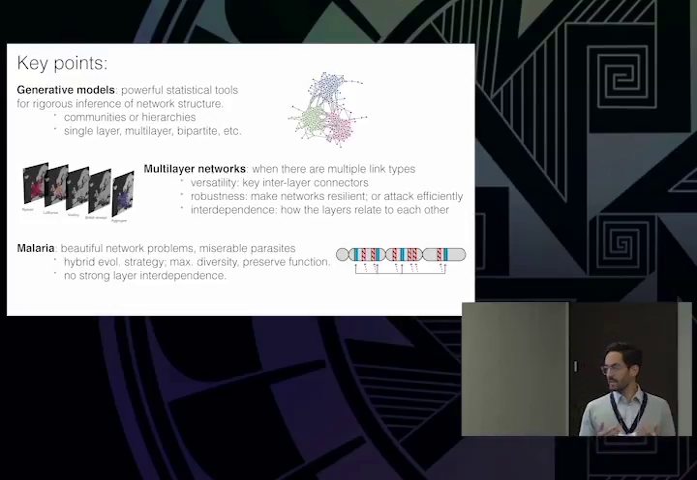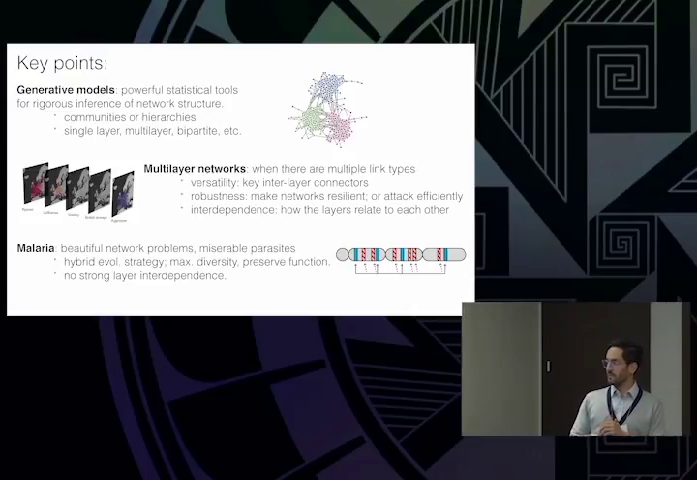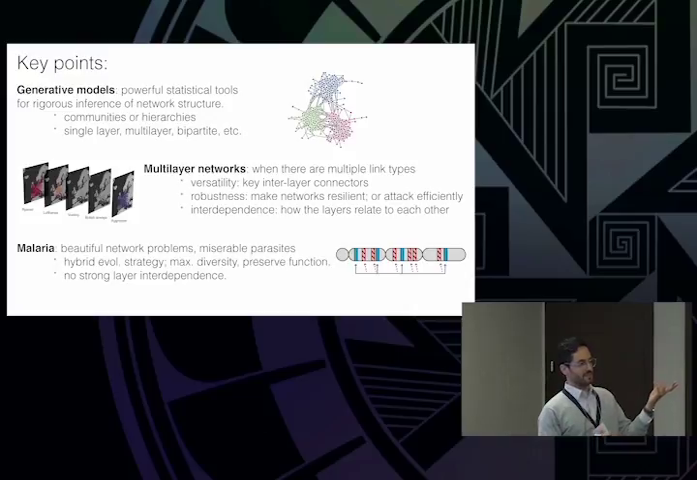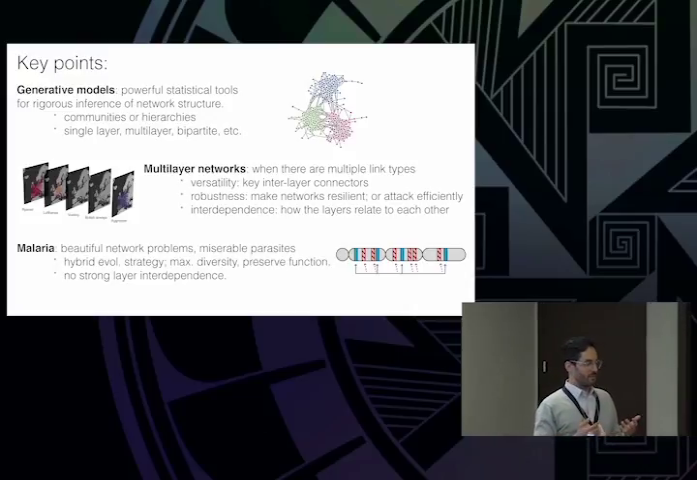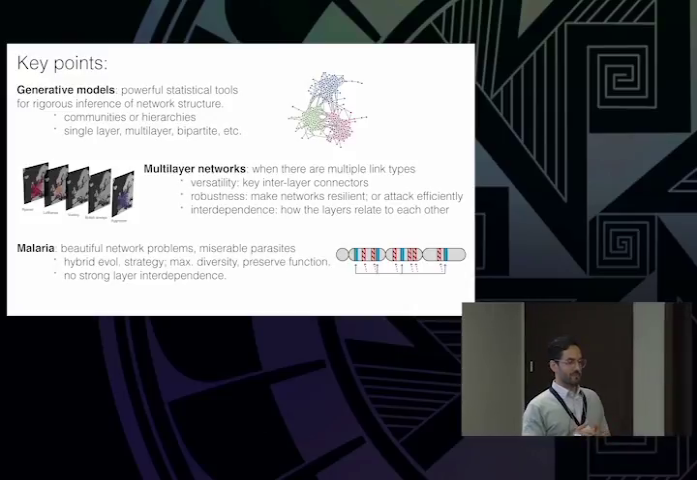And then finally, tying it all together was malaria. I think there are just beautiful network problems here presented to us by these miserable parasites. But the networks have been very helpful. They've shown us that there's this hybrid evolutionary strategy. We want to maximize diversity while at the same time preserving function. And finally, the networks showed us that there's no layer interdependence, that these genes really are evolving separately. This was something that trees couldn't tell us, but luckily these network approaches can.